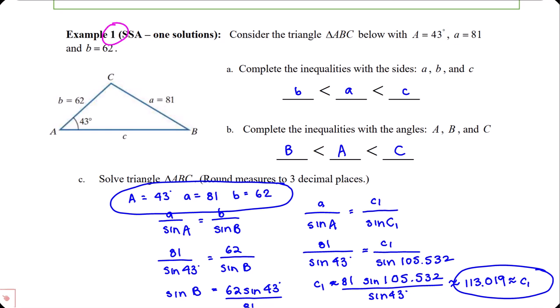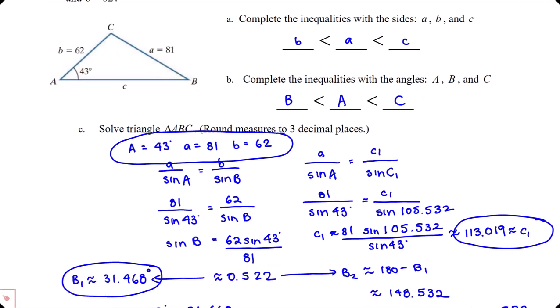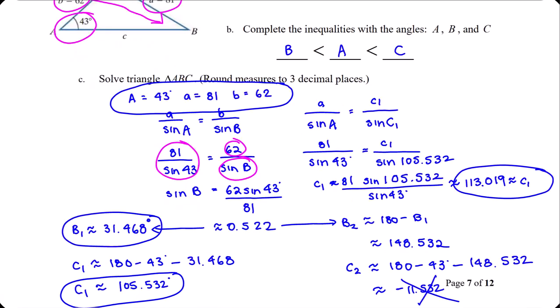So in example 1, here's our picture. And so we have angle A and side A. There is our complete fraction. We know side B, so we can find angle B. Cross multiply and solve for angle B using the inverse sine.